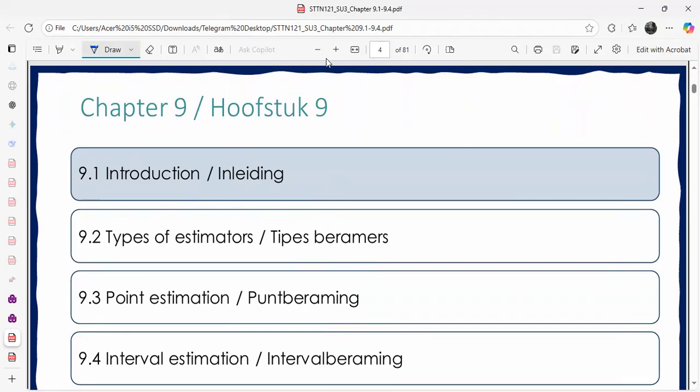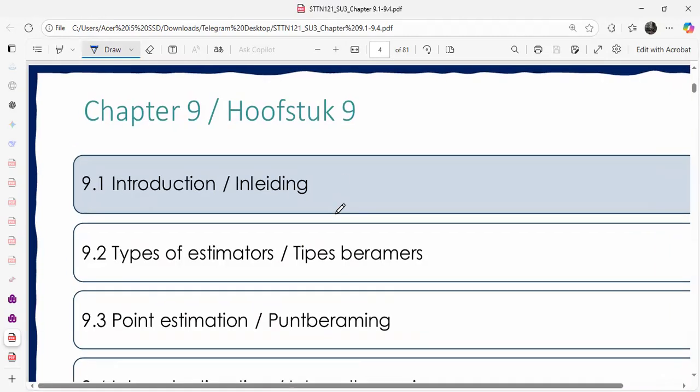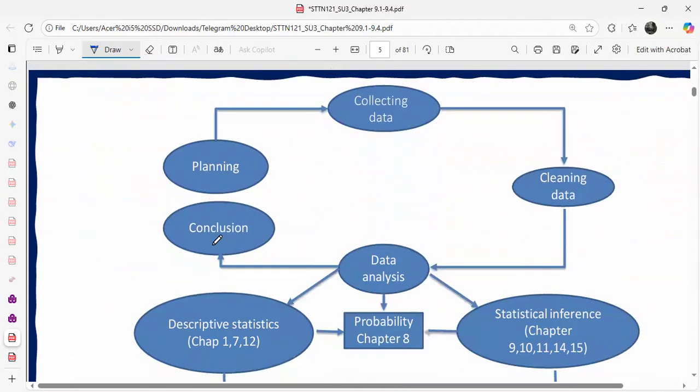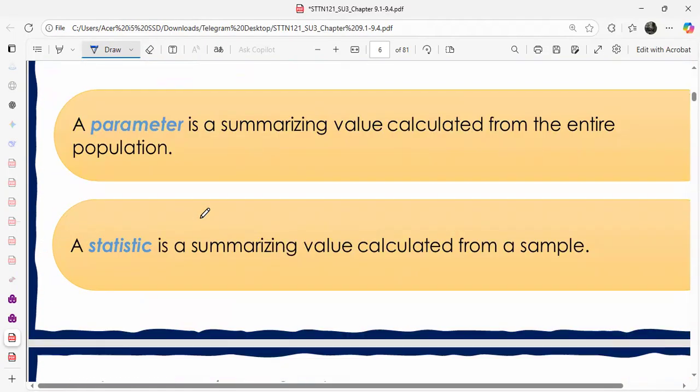Okay, let me just do this. All right. Now I'm going to talk about the types of estimators, then after the point estimation, followed by the interval estimation. So you will see that this chapter is very easy, interesting, very easy. Let's start with the first one, the types of estimators.